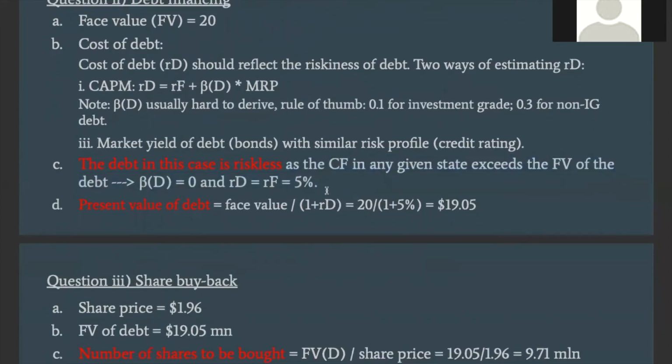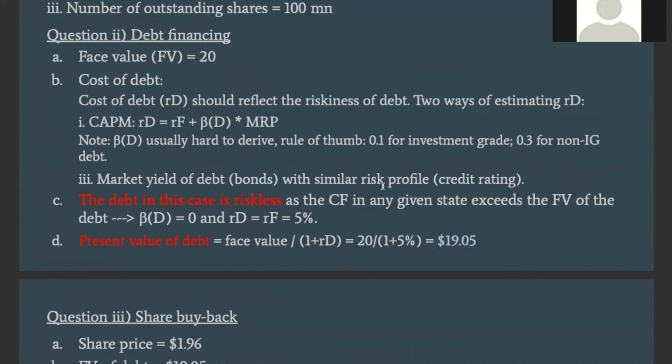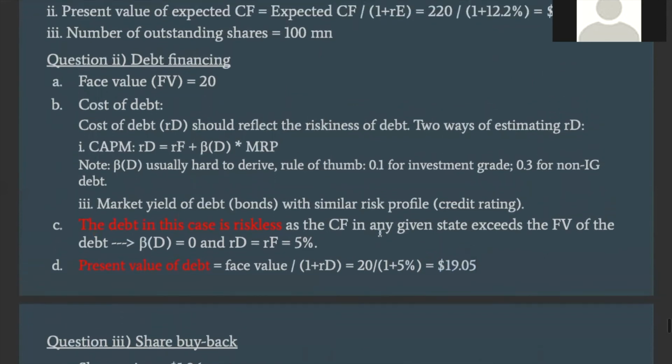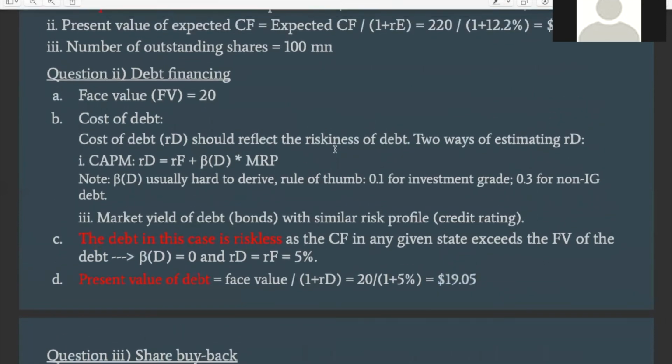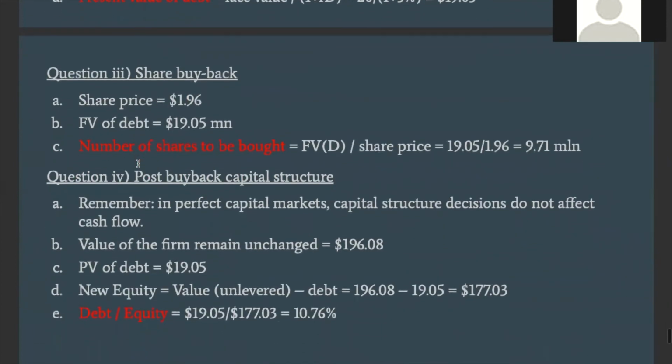So now we have the cost of debt, we have the future value of debt. To calculate the present value of debt, we basically discount the face value of debt with the cost of debt. In this case, that would give us a present value of 19.05. And that answers the second part of this question. Does anyone have a follow-up question on this? Good. So we proceed to the next one, which is fairly simple relative to the other one.